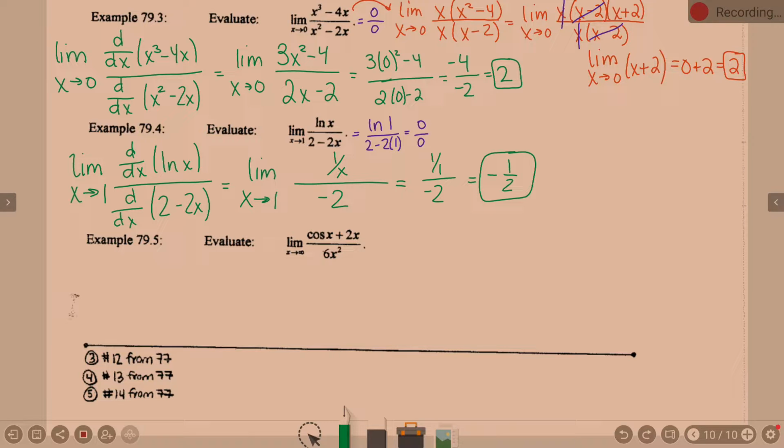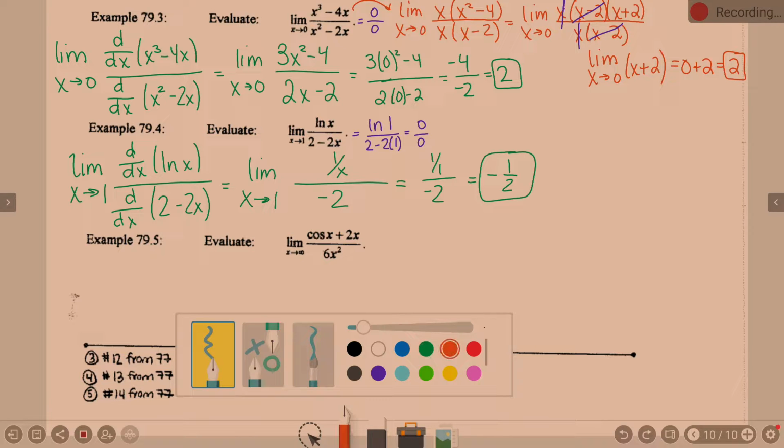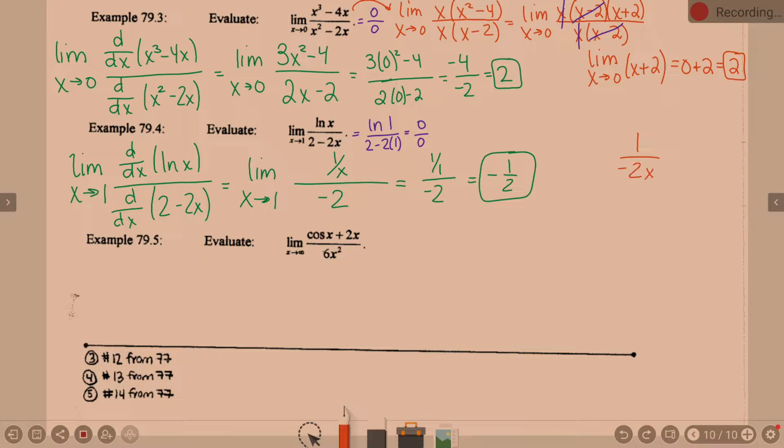I had written into my notes, and I think what I was doing is just showing that this 1 over x divided by negative 2 is the same as saying 1 over negative 2x. Like this fraction within a fraction right here is equivalent to this. And that's what I did. I did 1 over negative 2x and just solved that for 1. And it still works.